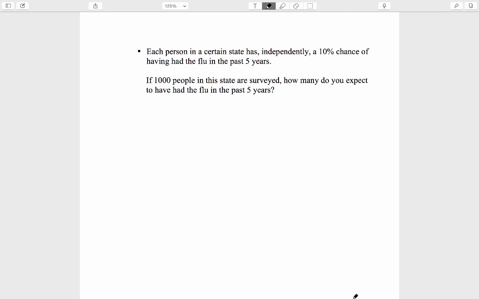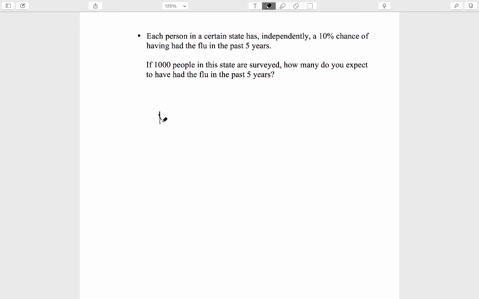Each person in a certain state has, independently, a 10% chance of having had the flu in the past 5 years. Okay, we're just supposing that this is actually the case. If 1,000 people in this state are surveyed, how many do you expect to have had the flu in the past 5 years? So stop and think for a minute. Is this a job for the n times p shortcut, to find the expected number of people who have had the flu? Or is it not a job for the n times p shortcut?